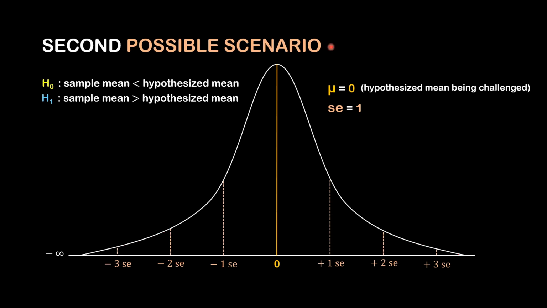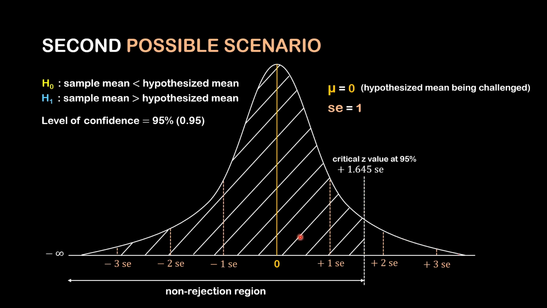In the second possible scenario, our null hypothesis states that the sample mean is less than the hypothesized mean for whatever reason, and the alternative states the opposite. The sample mean is greater than the hypothesized mean. Therefore, we must expect our test statistic to fall somewhere here in the right-hand side part of the distribution. Again, we define our confidence level to be 95%, and the non-rejection region goes from -infinity all the way up to this critical z-value here.